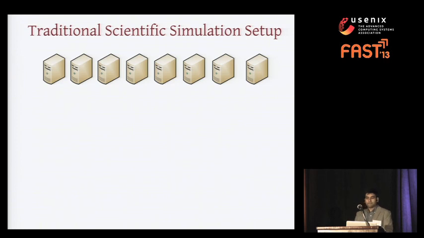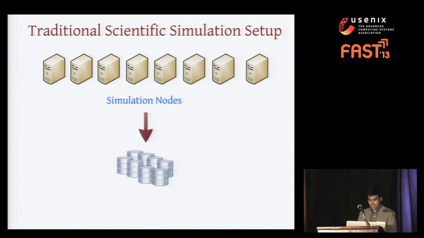visualization for scientific data. So let me introduce how traditional scientific simulation is done. There are thousands of nodes. This is a toy example, so there are a couple of simulation nodes here. They produce a lot of data. It goes through the interconnect, not shown here for simplicity, and finally it is stored to a parallel file system.